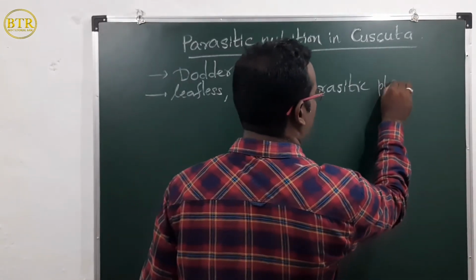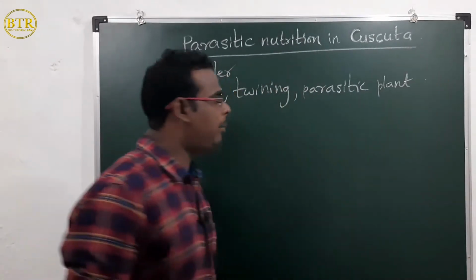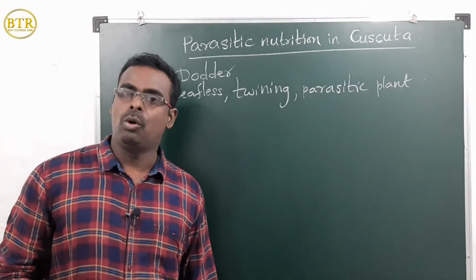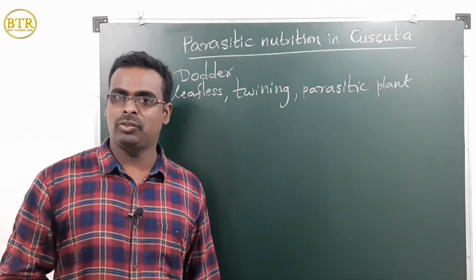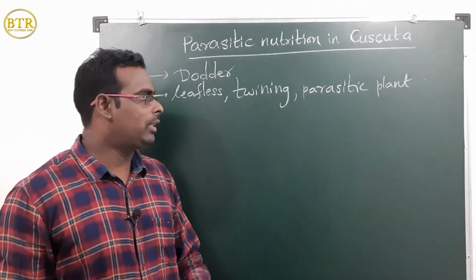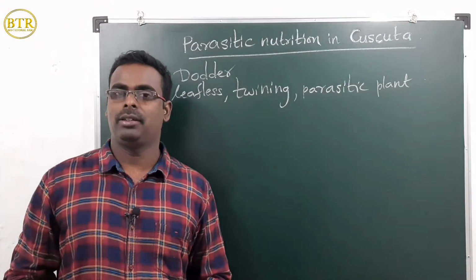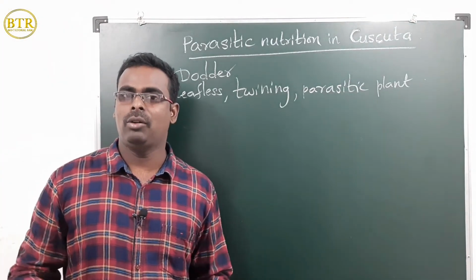Parasitic plant. It depends upon another host plant. It derives the nutrients from the host plant. That's why it is called a parasitic plant. Why? Because it does not have chlorophyll.